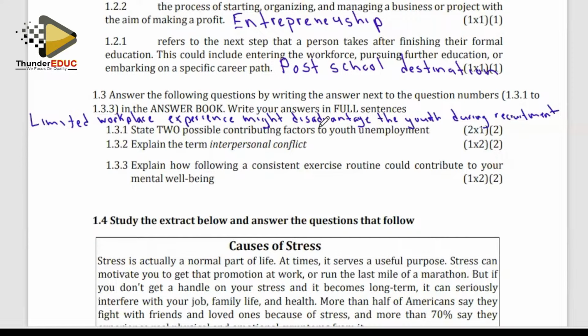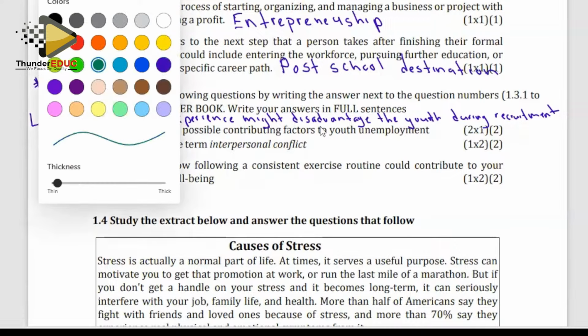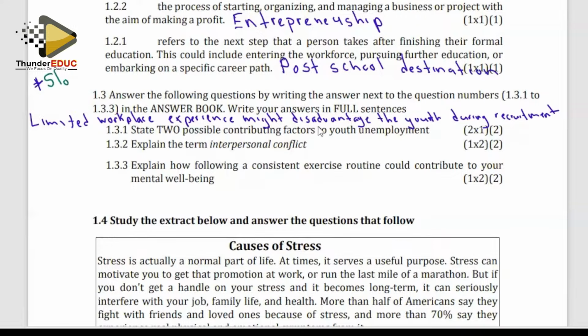Then in addition to that, we might also talk about slow economic growth. So youth unemployment might be affected by slow economic growth. So I'm going to write in green here, slow economic growth may result in fewer job openings or opportunities.